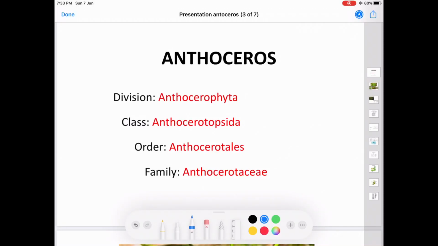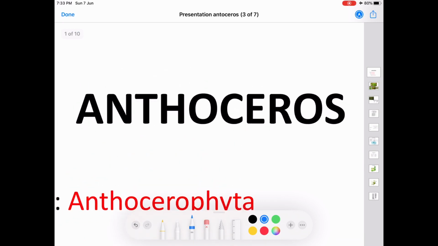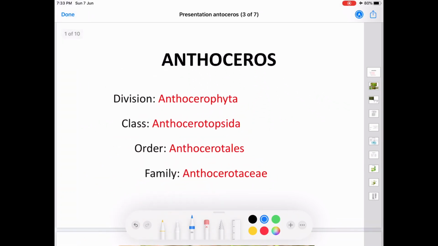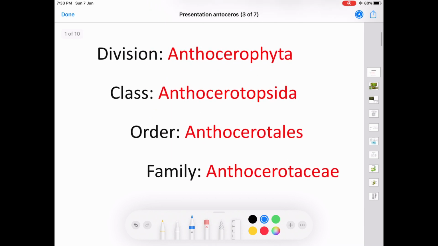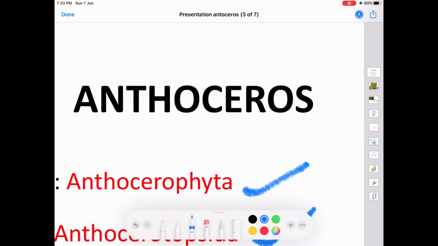Hi all. Today I'm talking about a bryophyte, Anthoceros. The systematic position is division Anthocerophyta, class Anthocerotopsida, order Anthocerotales, family Anthocerotaceae, and the genus is Anthoceros.